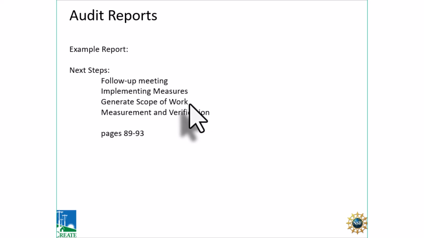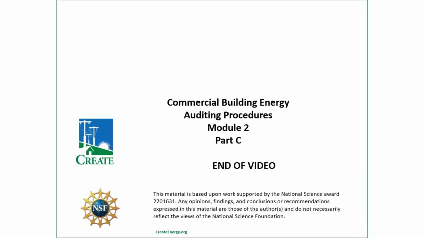And let's say the measures are implemented. At some point, there'll be a measurement and verification of that. Did we really save the energy that we thought we would save? This is discussed in the handbook on pages 89 to 93, and a little bit beyond what we have time for here. So that basically concludes our work in commercial building energy audits information at a very fundamental level. This concludes Module 2, Part C.